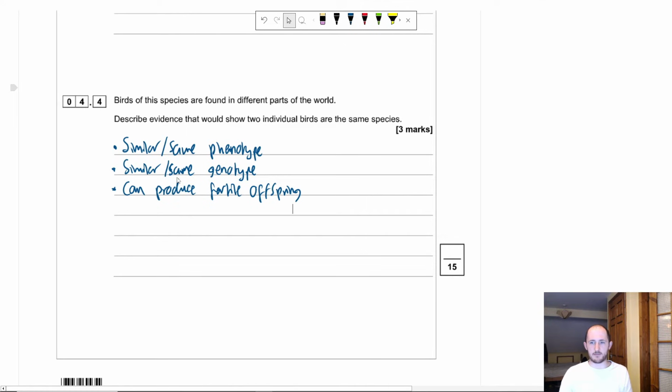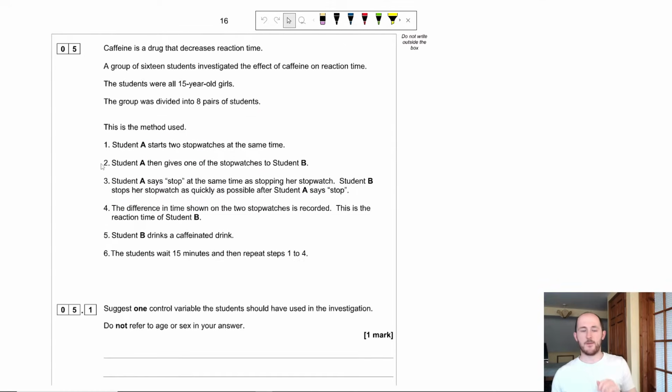So that's a very key part down here as well. And we're continuing with some more biology. So for question 5, we have some reaction time. Caffeine is a drug that decreases reaction time, so it makes your reactions quicker.